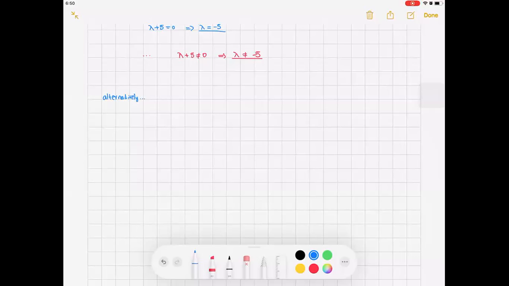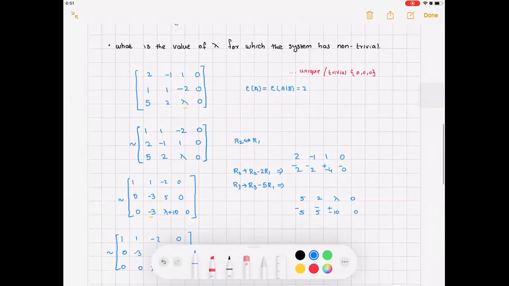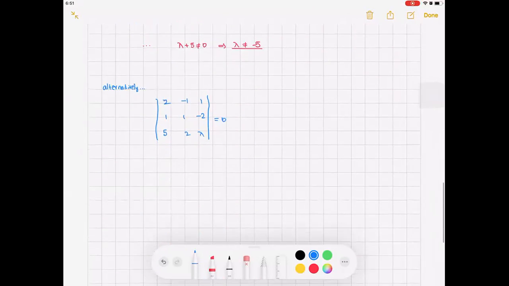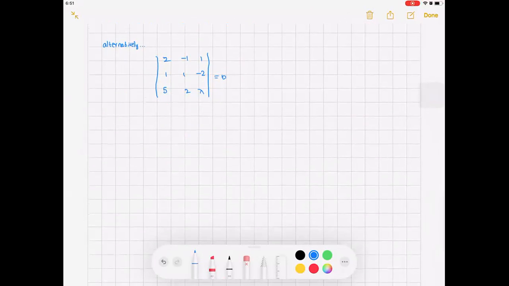You can simply write this, the determinant to be equal to 0. So 2, minus 1, 1, 1, 1, minus 2, 5, 2, lambda. This should be equal to 0. So in this problem, if you think doing row echelon transformation is a little bit lengthy, I suggest you go by the determinant method. Homogeneous case எல்லாத்துக்குமே நீங்க வந்து determinant method யூஸ் பண்ணலாம். ரொம்ப சிம்பிளா முடிஞ்சிடும் problem.